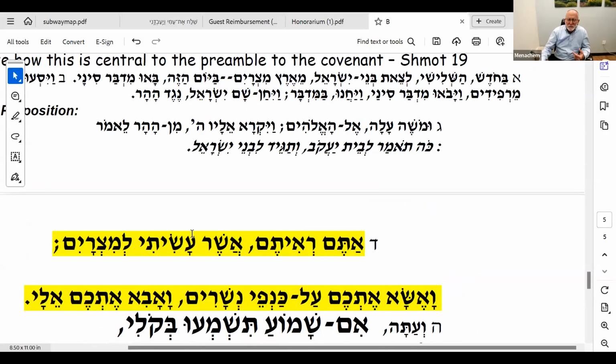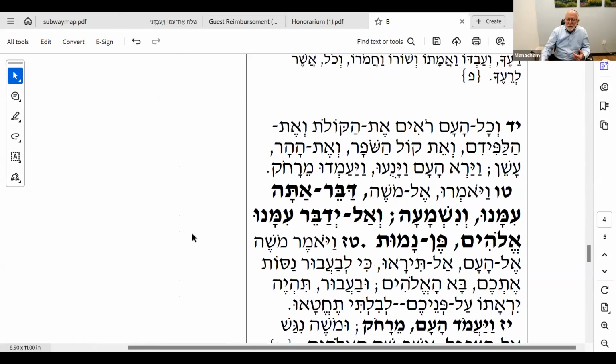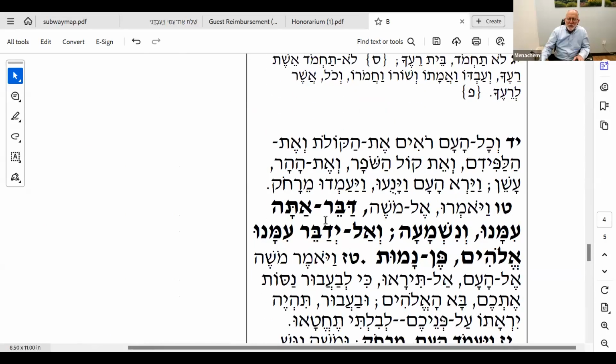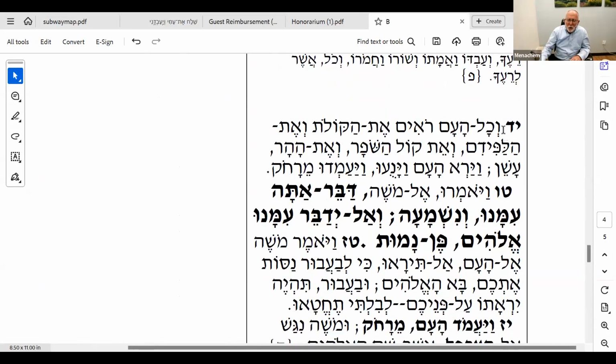We'll go back to the source sheet. And it's a footnote when the 10 Commandments are over. When the 10 Commandments are over, we have as follows. Okay? That we just had. Uch'ol ha'am ro'im et hakolot v'et halapidim v'et kol ha'shofar v'et heharhe. The people see the sound, the noise, everything, the mountain smoking. The people get scared, they see, understand, and they take 3 steps back.